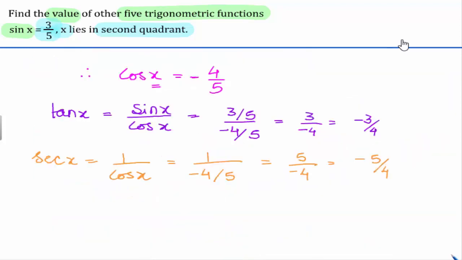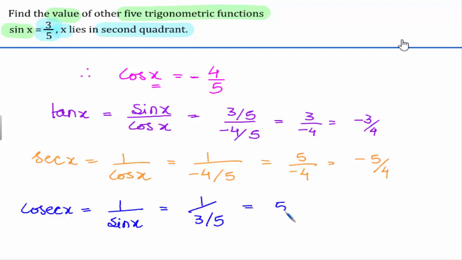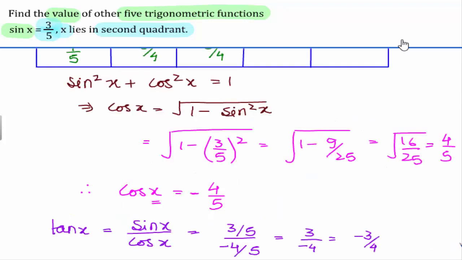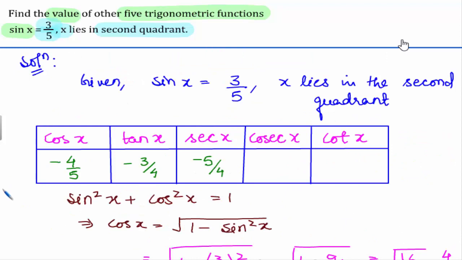Now let us find out cosec x. Cosec x is given by 1 upon sin x. So we have 1 upon 3 upon 5, and this is equal to 5 upon 3. Therefore, cosec x is 5 upon 3.